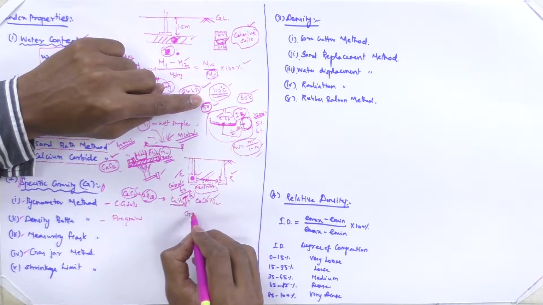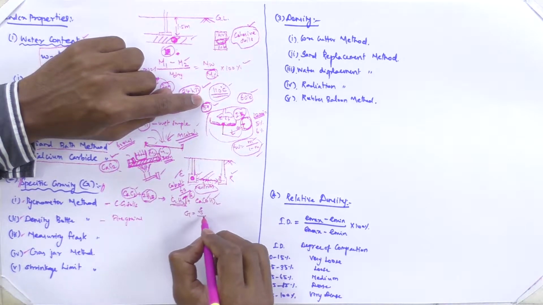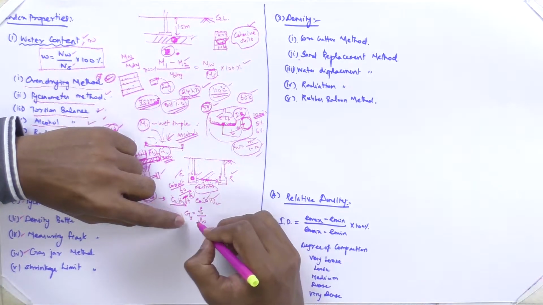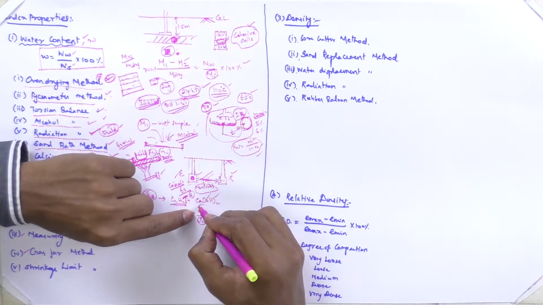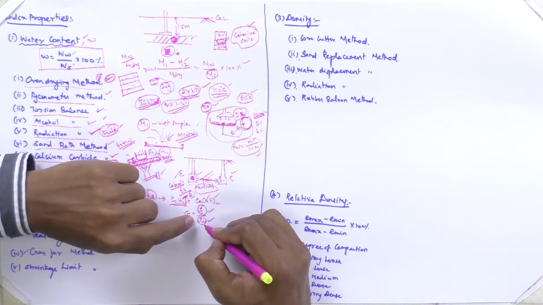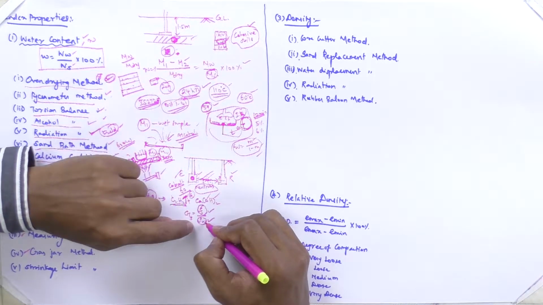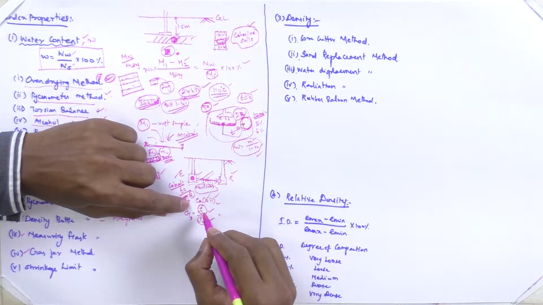So what is specific gravity? It is the density of solids to the density of water. It is nothing but a ratio of the density of solids to the density of water, which is considered as a standard material. So how much gravity influences solids, compared to the standard material called water. It can also be rewritten.